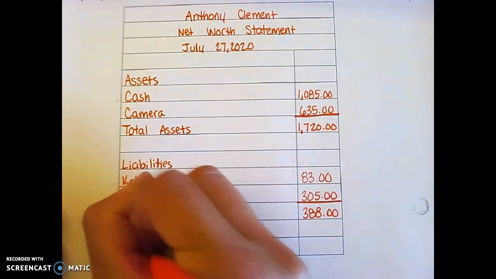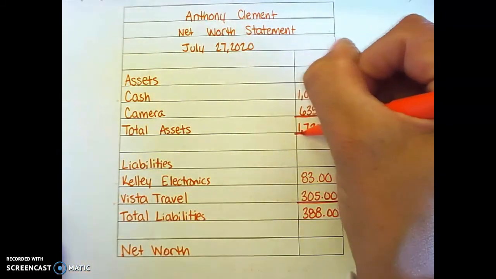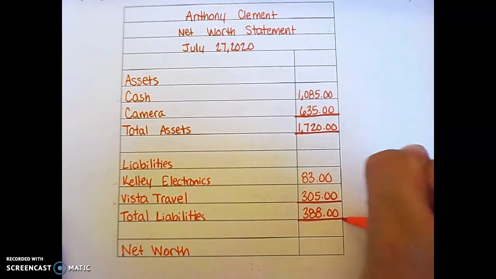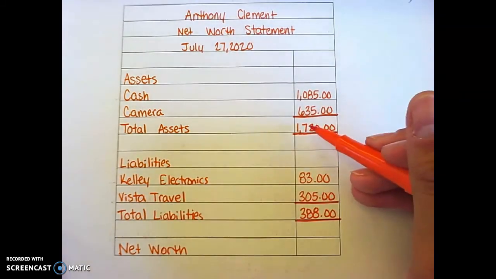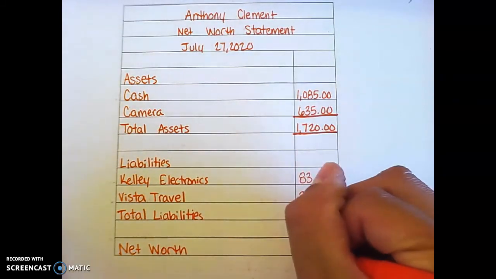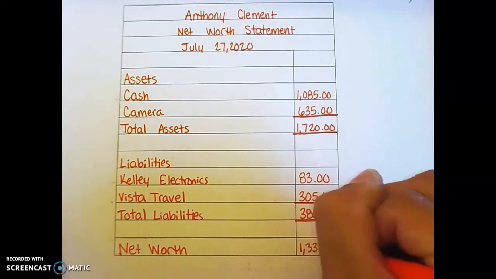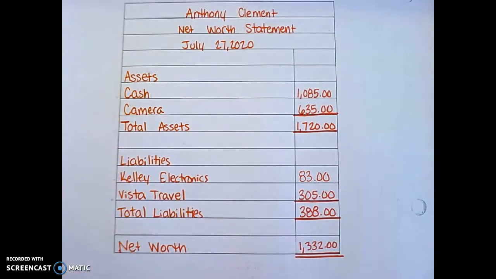So I'm going to put net worth at the bottom. And since I'm taking total assets, I'm going to draw a single line here, and I'm subtracting total liabilities, I will draw another single line here. Anytime you draw a single line, that means there's some type of addition or subtraction happening. So 1,720 subtracted by 388, his net worth will come out to be $1,332. And then we will double rule to indicate that number is a total.